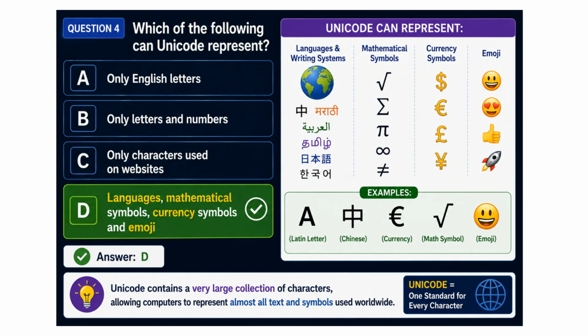Unicode contains a very large collection of characters, designed to support text and symbols used around the world. So it is not limited to English letters, or only letters and numbers. Therefore, the correct answer is D. Languages, mathematical symbols, currency symbols, and emoji.